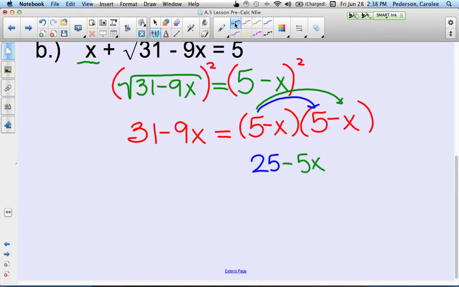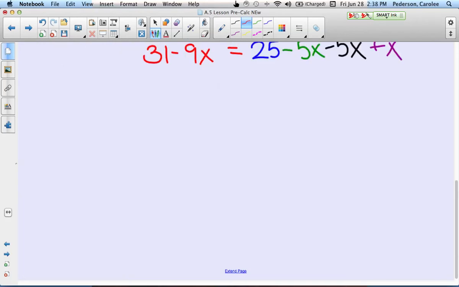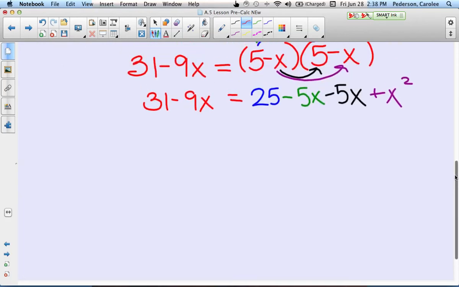Then we go to inside. Negative x times 5 is negative 5x. Then we go to last. Negative x times negative x is positive x squared. Now this left side just stayed as it was, 31 minus 9x. And what we have is a quadratic equation that has popped up. So we want to get it into standard form. So let's clean up that left side and right side.